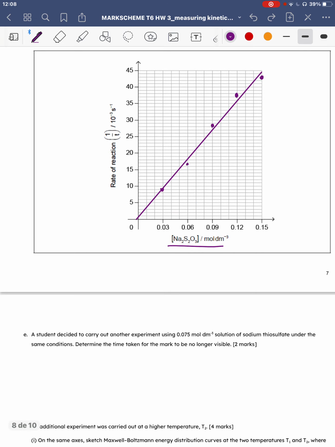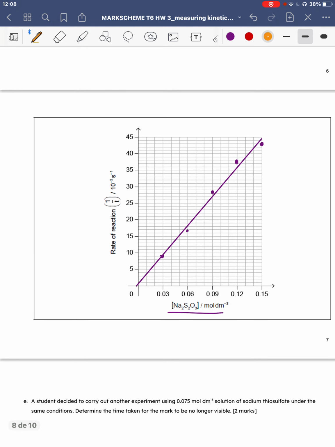All right, a student decided to carry out another experiment using 0.75 molar solution of sodium thiosulfate under the same conditions. Determine the time it would take for the mark to no longer be visible. So I'm just going to use my graph, and I'm going to find 0.075, so 0.06, 0.07, 0.075 would be right here. So I'm just going to make a straight line, and then a straight line to the y-axis.